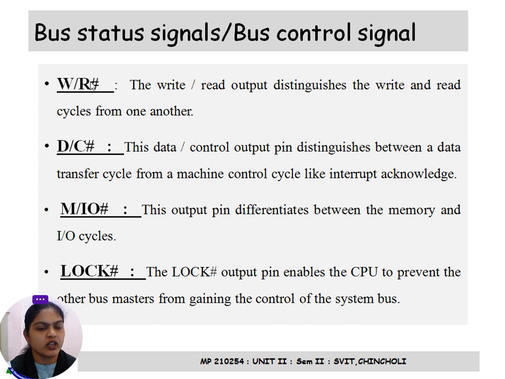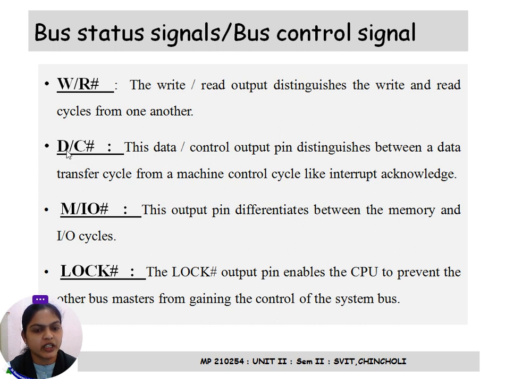Then see the first signal, first pin, which is WR hash. Hash means what? Bar. W/R bar. W is write, which is an active high signal, and R hash or R bar is the active low signal. If we have to write the data, in that case we have to send a high signal on this pin. If we have to read the data from the memory, at that time we have to send the low signal.